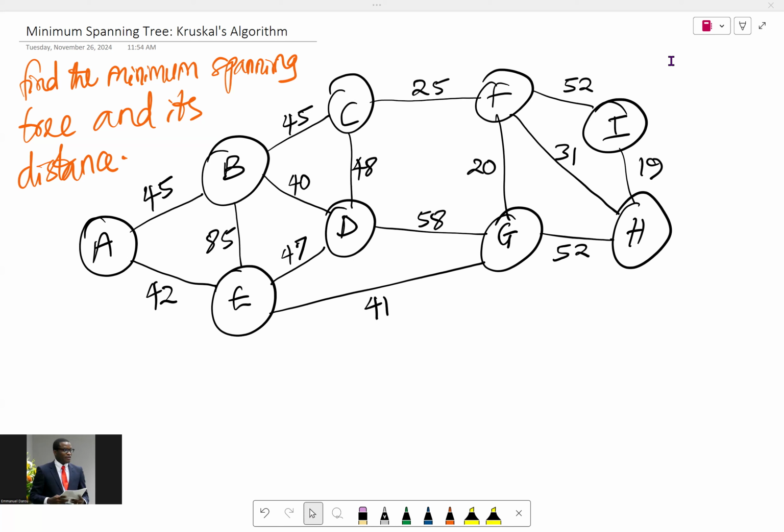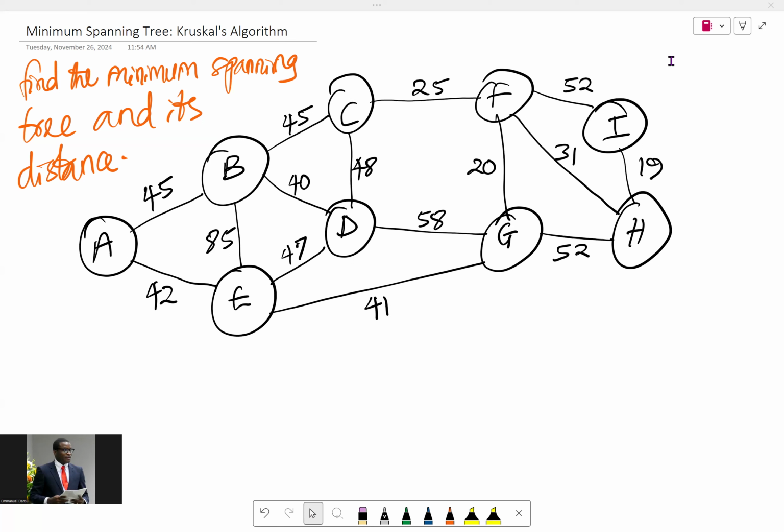Now, in the case of Kruskal's algorithm, what you do here is you rank all the edges. The edges are the distances between the cities. So you have to rank the edges from the smallest to the biggest. And then you start adding from the smallest to the biggest, ensuring that no city is reached in such a way that a cycle is formed. I think that's a better way to put it.